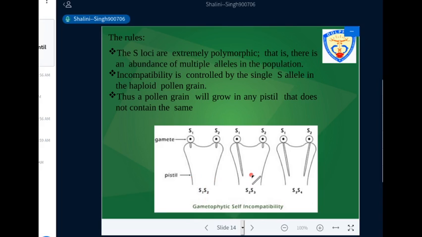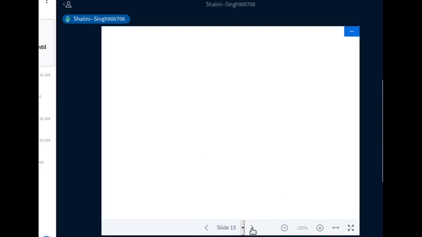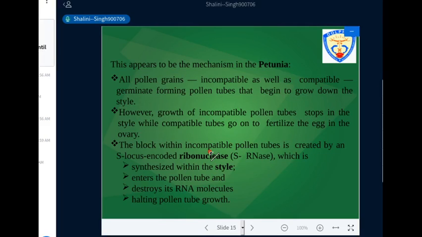This pistil has proteins S2, S3, so the S1 pollen will grow, but the S2 will not grow. So this is a fully incompatible reaction, this is a partially compatible reaction, and when the pollen is S1, S2 and the pistil is S3, S4, both will grow, so this is a compatible reaction. So self-incompatibility, partial compatibility and full compatibility reactions. Gametophytic self-incompatibility gives us three types of reactions.